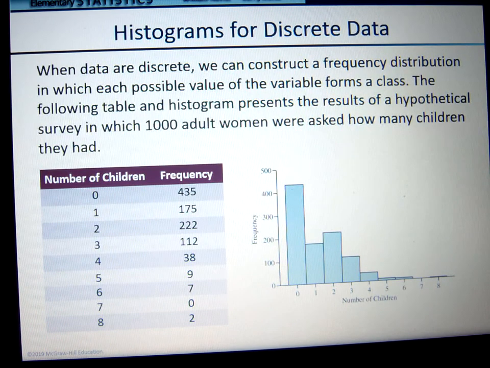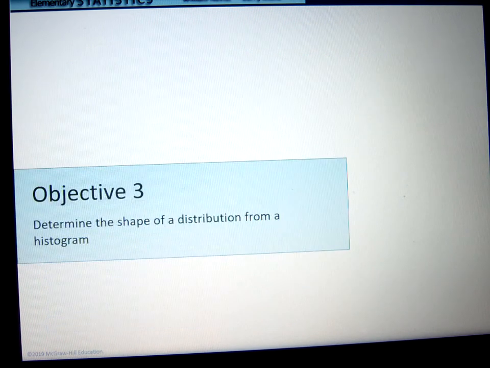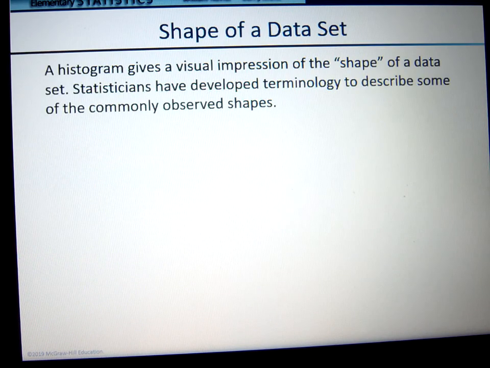Determining the shape of a distribution from a histogram. The whole reason that we do graphs is to give a visual impression, and when we're using a histogram, the impression of the shape of the data set will tell us information about how the data works in that situation. So statisticians, of course, developed terminology to describe some of the commonly observed shapes.